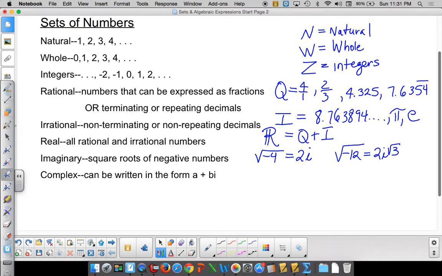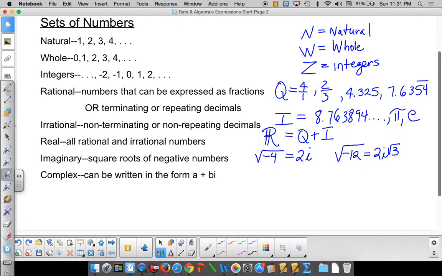Anything with a square root. Key thing is it's square root, not cube root, not fourth root, not 10th root. Imaginaries are only square roots of negative numbers. That's important. Last but not least then, somebody said, well, hey dude, let's put the real and the imaginary numbers together and we're going to form a complex number.